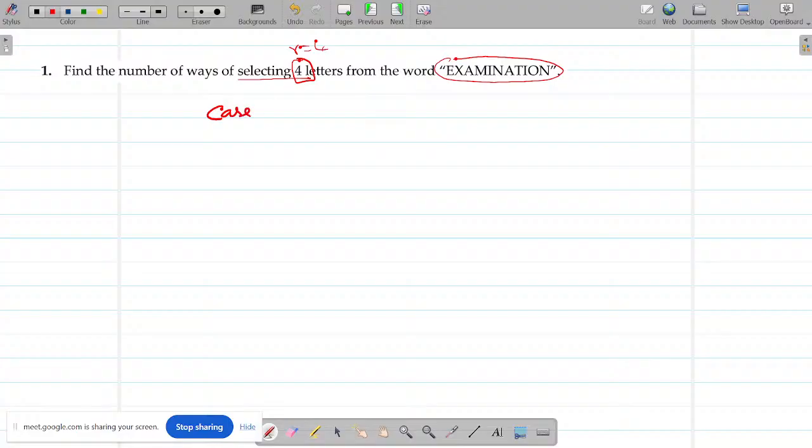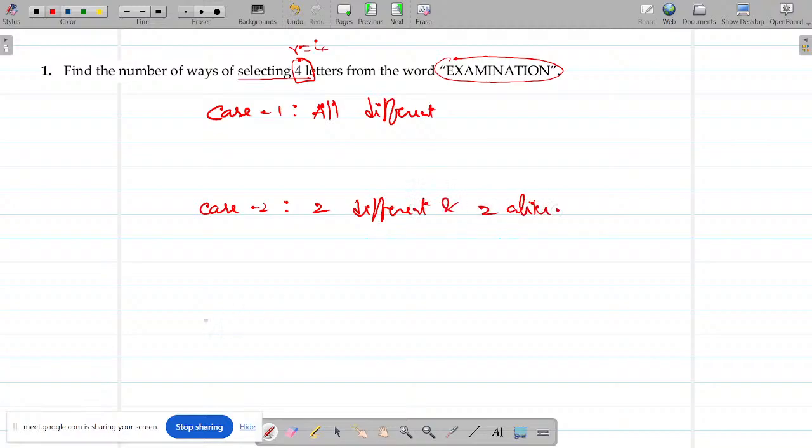Three cases may arise. Case 1: all different. Second case: 2 different and 2 alike. Alike means same or similar. And case 3: all same, that is, 2 same and the other 2 also same, 2 alike and the other 2 also alike.